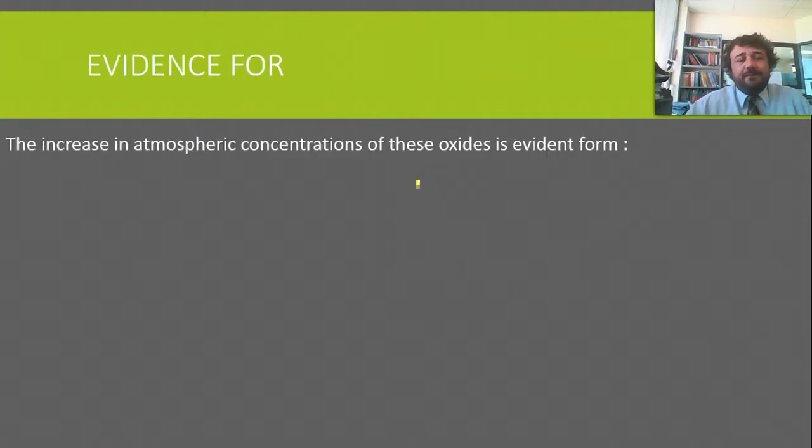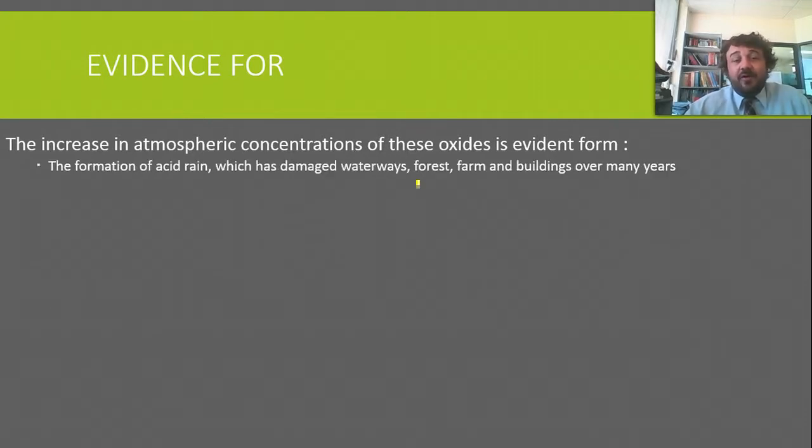So we want evidence for it, now, because we're scientists and that's how we roll. So basically, the increase in atmospheric concentrations of these, how do we know? What's it evident from? Basically, the formation of acid rain. Now, it wasn't there beforehand. When the Industrial Revolution started, we started to pump these things into the air.